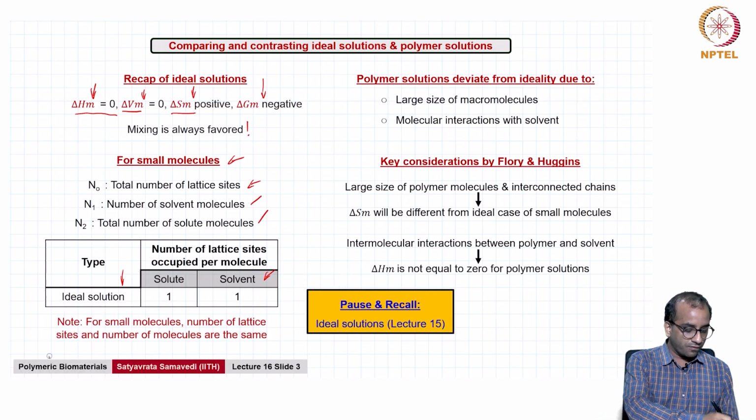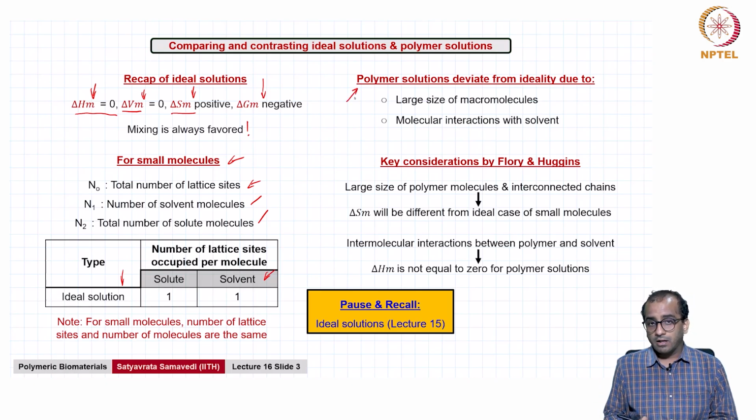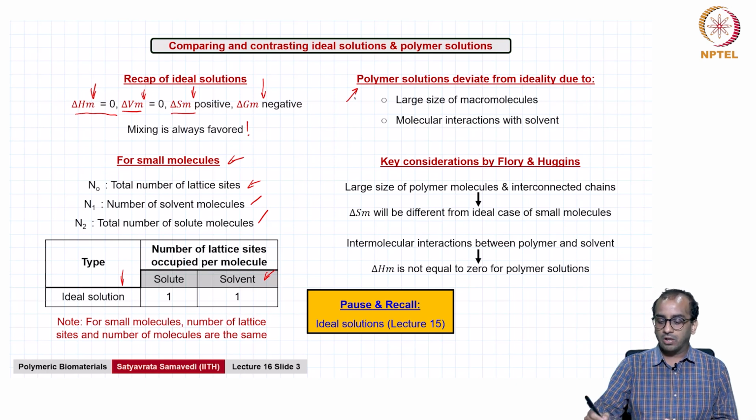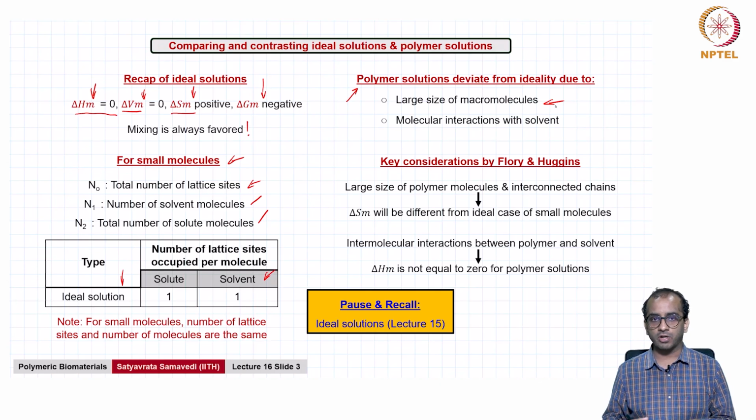Now you take the case of polymers and polymer solutions. Polymer solutions deviate from ideality, the ideal mixing that we saw, largely due to two reasons. One is the large size of the macromolecules. So there is a very large difference in the size between the solvent molecule, for example, and the polymer molecule, which is the macromolecule. By definition, it is a very large molecule.